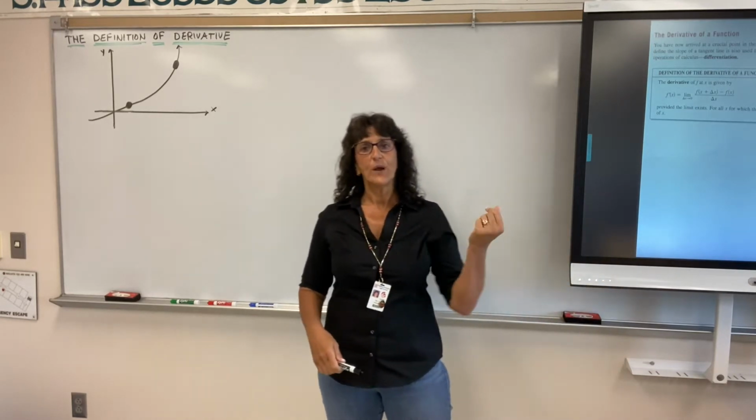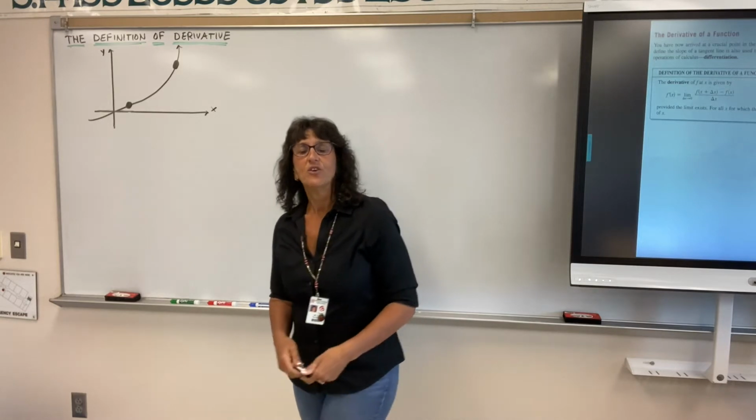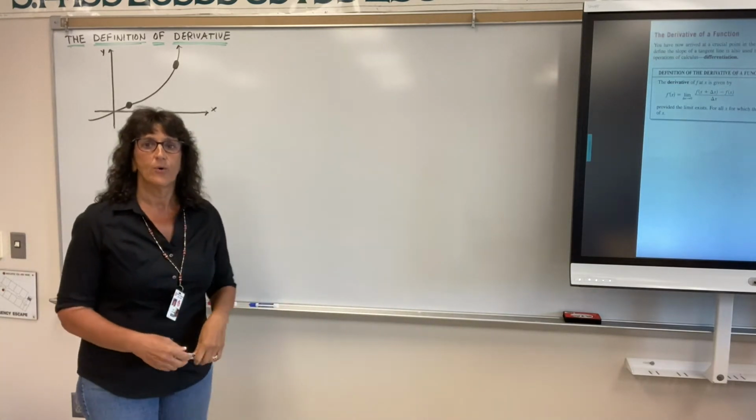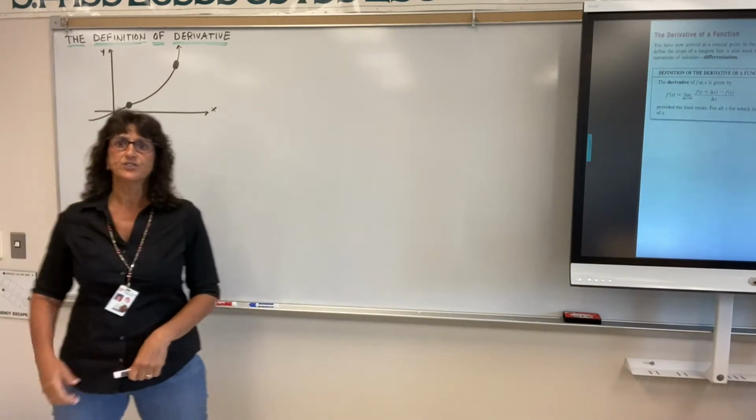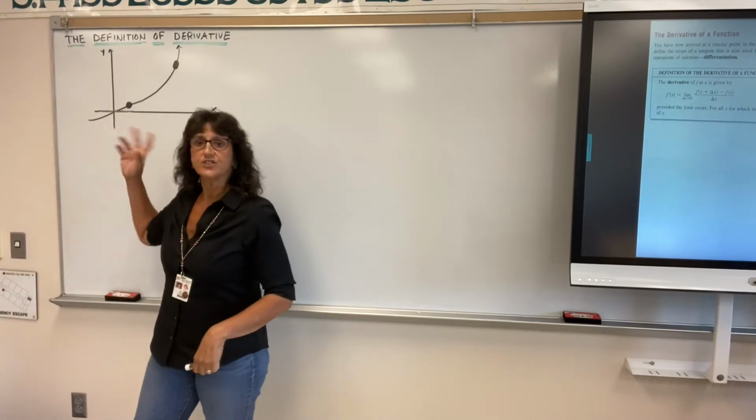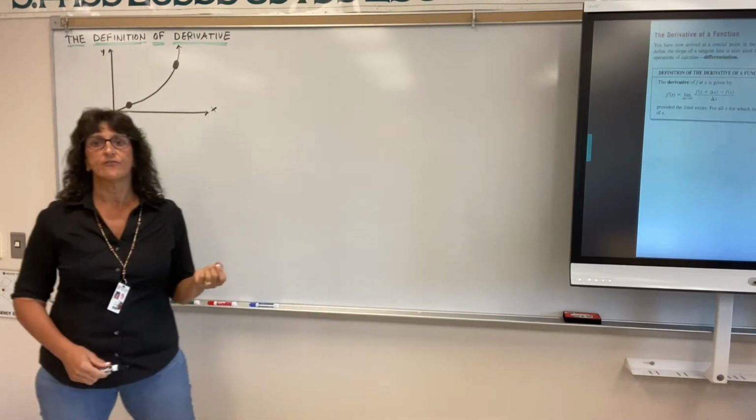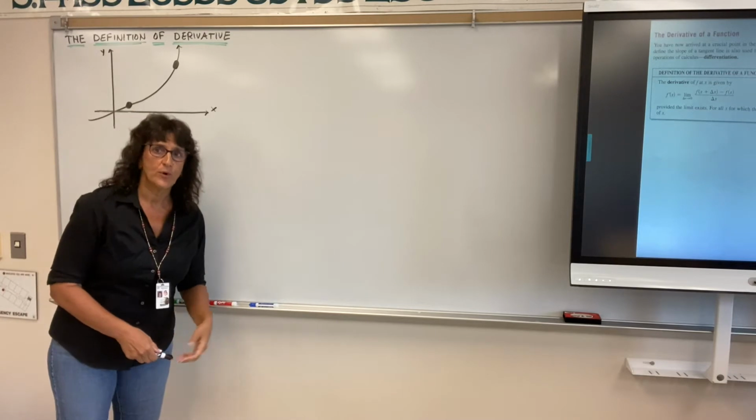So let's take a look at where this formula comes from, and then we'll look at an example of how it works. So we have a graph of a function over here on the board. This is a function, and there are 2 points plotted on this function. We want to give these 2 points a name.